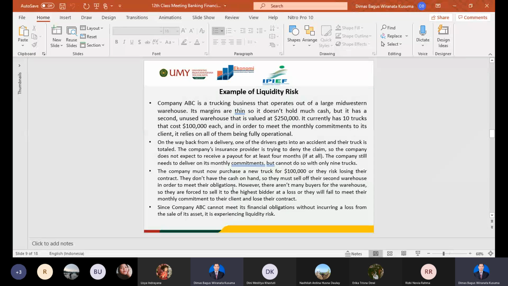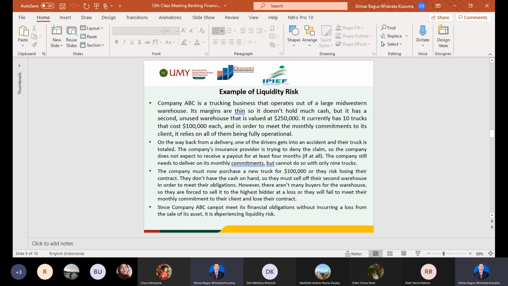They don't have the cash on hand, so they must sell off their second warehouse in order to meet their obligations. However, there aren't many buyers, you see here. So in order to purchase a new truck, the company must sell the second warehouse. But the problem is there aren't many buyers for the warehouse. So they are forced to sell it to the highest bidder at a loss, or they will fail to meet their monthly commitment to the client and lose their contracts.